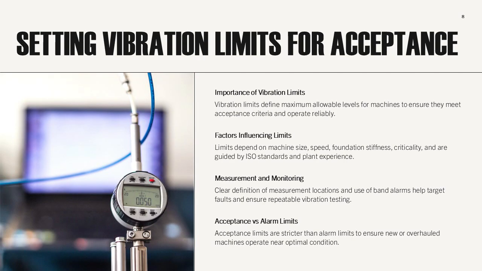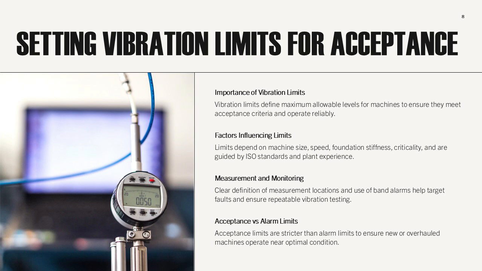Setting appropriate vibration limits is a central element of acceptance testing and requires careful engineering judgment. Vibration limits define the maximum allowable vibration levels that a machine may exhibit and still be considered acceptable. These limits are typically based on machine type, size, operating speed, foundation stiffness, and application criticality. ISO standards provide general guidance, but plant-specific experience and risk tolerance often play a significant role in final limit selection.